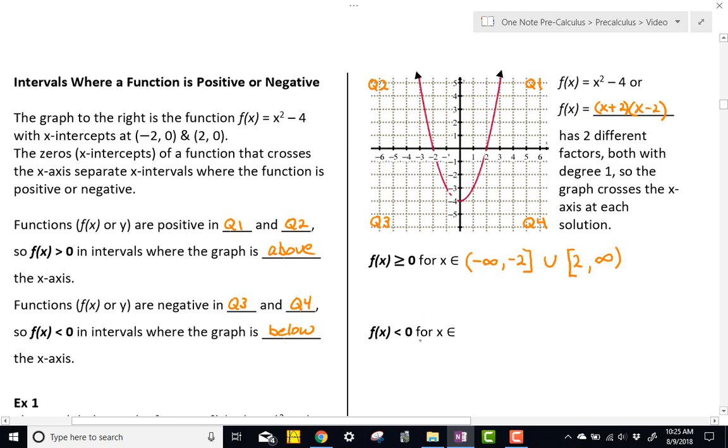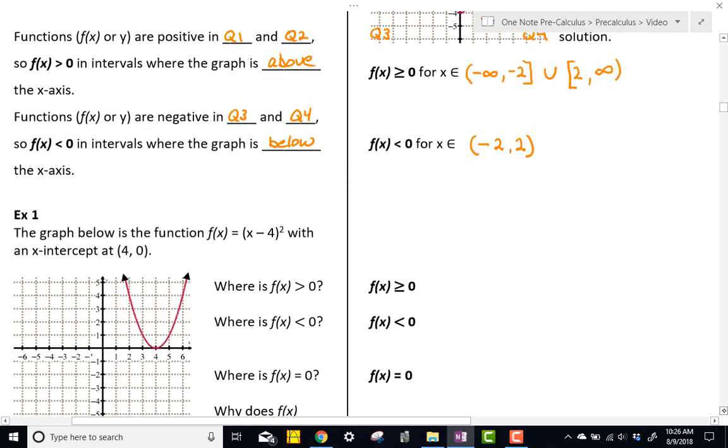Where is f of x less than 0? Again, when we say where is the graph less than 0, or where is the graph negative, that's everything below the x-axis. So this graph is below the x-axis from -2 to +2, but because it doesn't say equal, we don't include 2 or -2. All right?